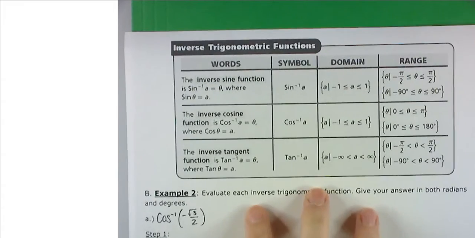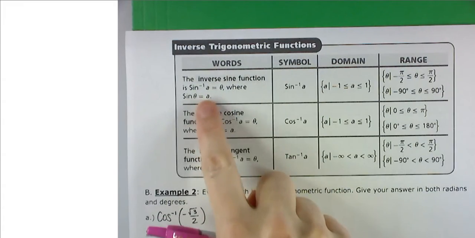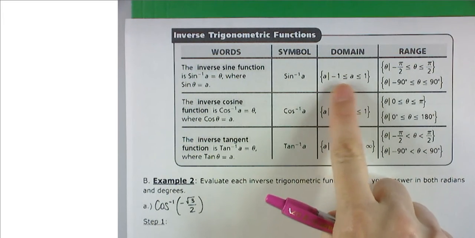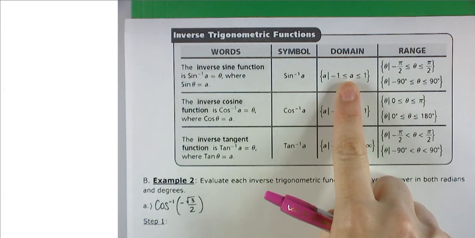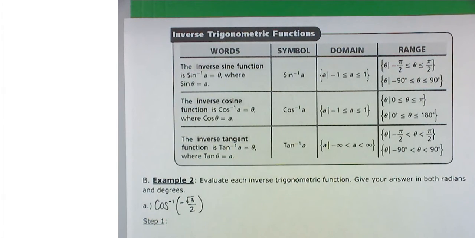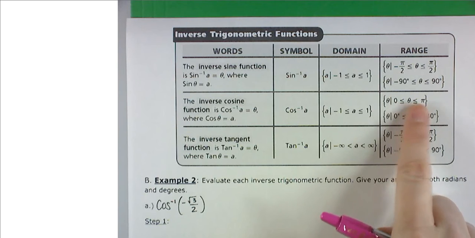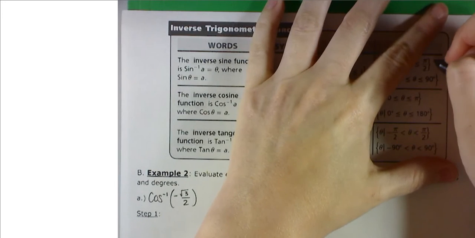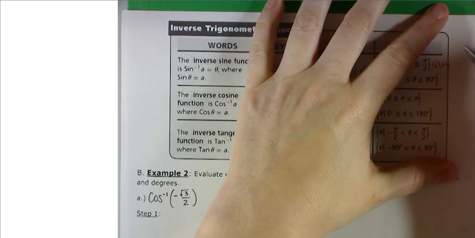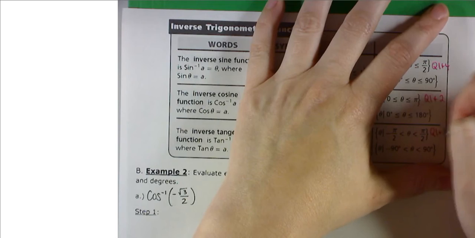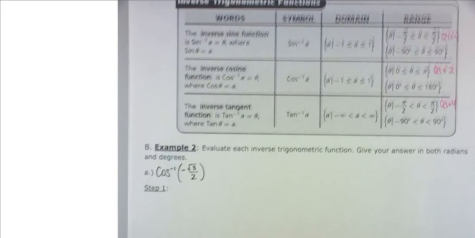Again, for the range, this is Q1 and 4, this is Q1 and 2, and this is Q1 and 4. So for example 2, it says evaluate each inverse trig function. Give your answer in both radians and degrees. Notice it doesn't say all, so we don't have to do the 2 pi n like we did before.